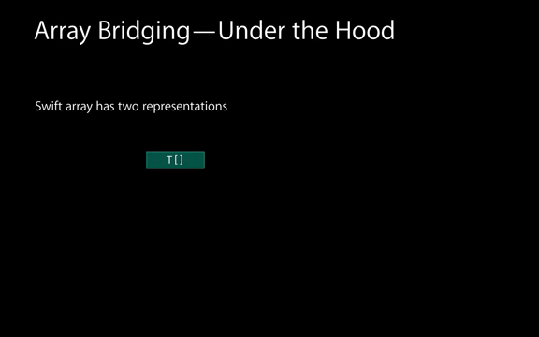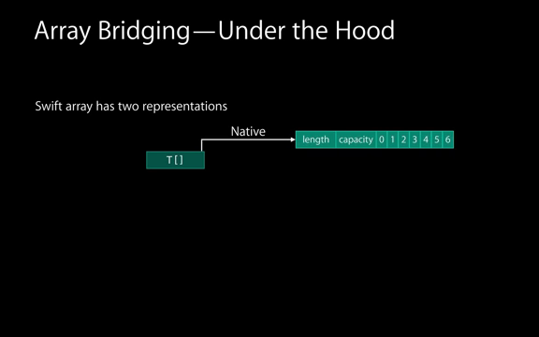So there's a Swift array, and the Swift array actually has two internal representations. Its first representation is probably what you'd expect out of Swift. It's a native representation. It has a length, which is the number of elements in the array. It has a capacity that's used so that we can algorithmically efficiently add things to the array. And then it has the buffer of elements that are in the array.